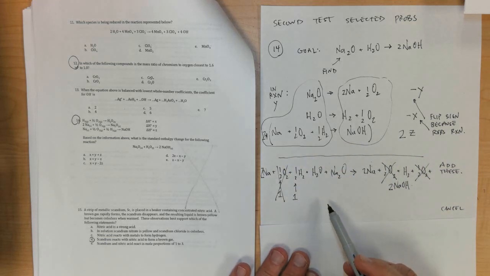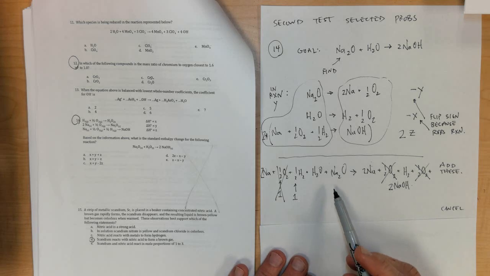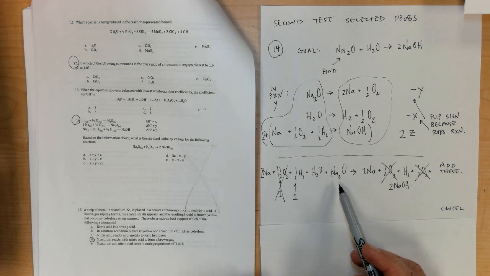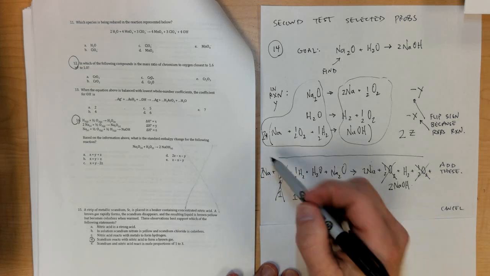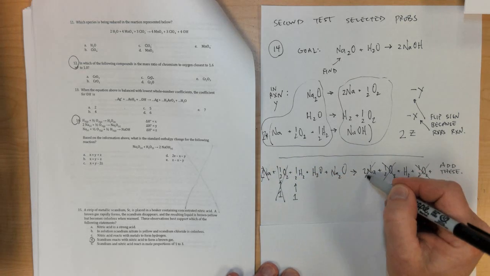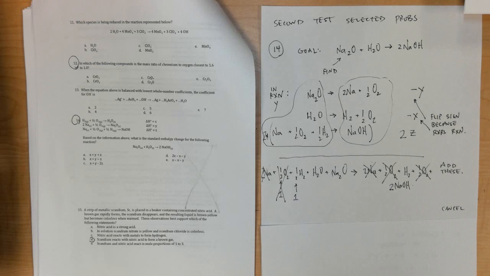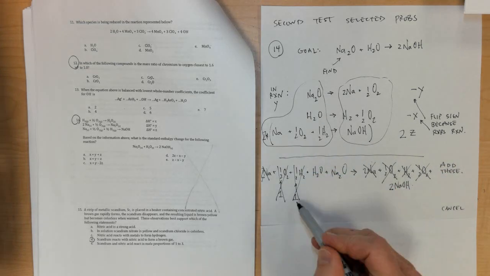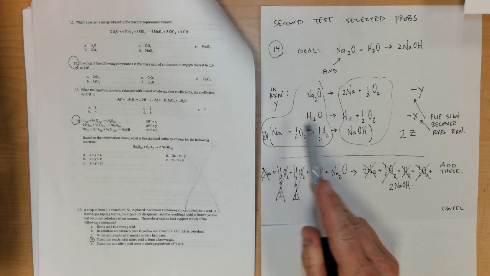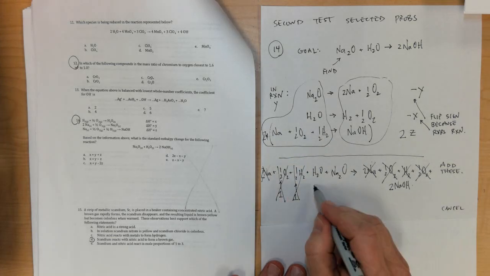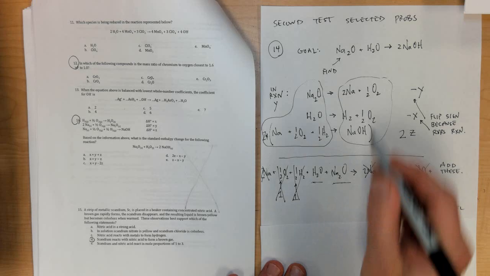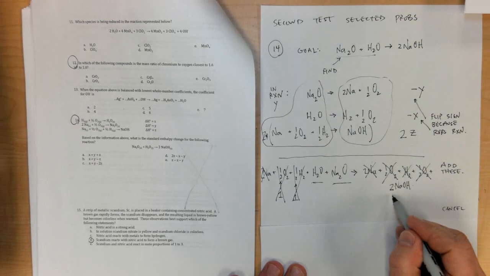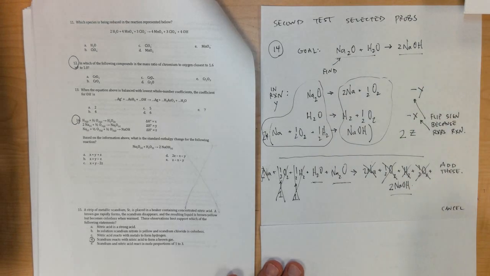You'll also notice that I have Na, 2 of them right here, and I have 2 Na's right here, and I have an H2 right here, and I have an H2 right here. Notice I have 1 of them because remember I distributed this 2 into here. The remaining items, H2O and Na2O, are my reactants, and 2 NaOH are my products.